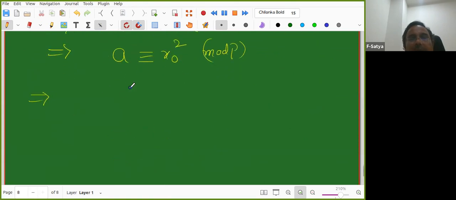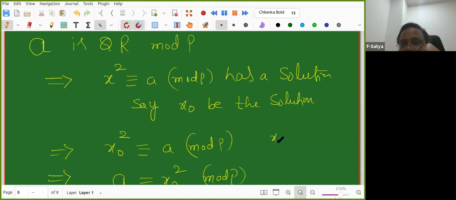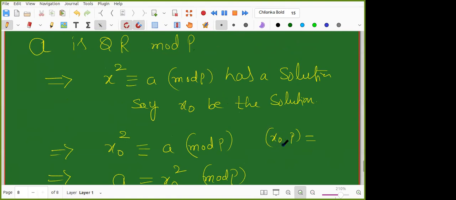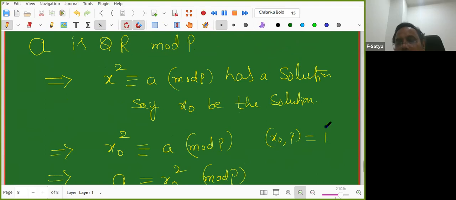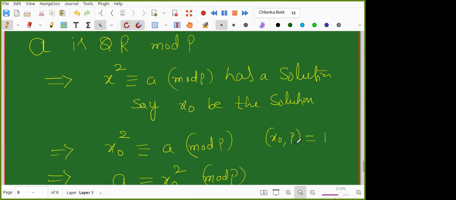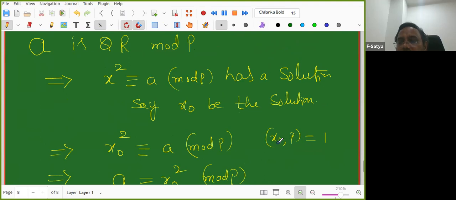What next will I do? Now what is the gcd of x naught and P? A is a quadratic residue, so what is the gcd of A and P by definition? 1. Now the gcd of x naught and P is also 1. Why is it 1? If it is not 1, then it should be P. If it is P, then P divides x naught, so x naught squared becomes 0 mod P. But A is not 0.